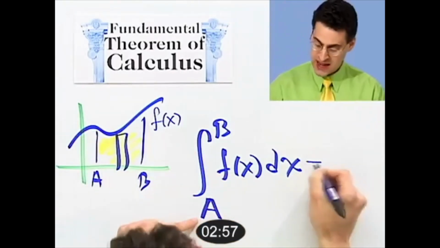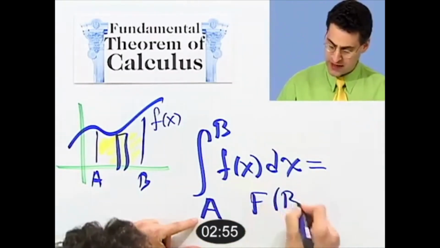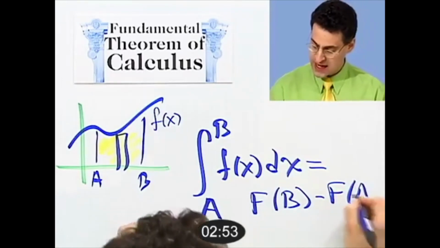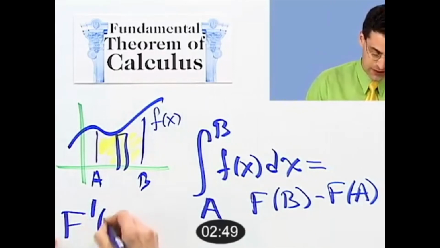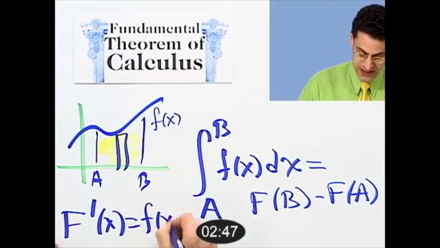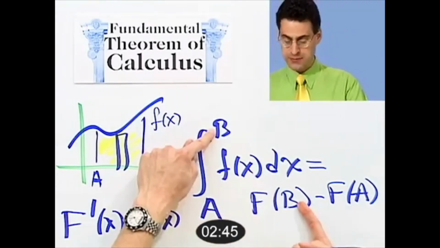You go from A to B, and this equals capital F of B minus capital F of A, where what's capital F? That's the antiderivative. So if you take the derivative of capital F, you actually get little f of x. So just find the antiderivative, plug in the big point, plug in the small point, subtract. That will always give you the area under the curve.